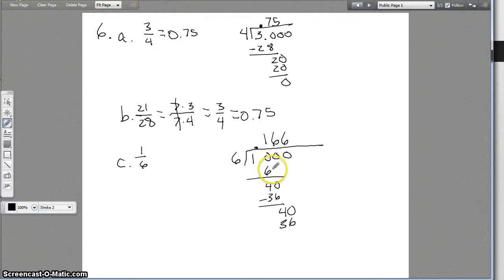Now we need to round to the 100th place. That means we round to this decimal place right here. And when we do that, we will get 0.17. And this is actually an about. So I'm going to change that into the about symbol rather than our equals.